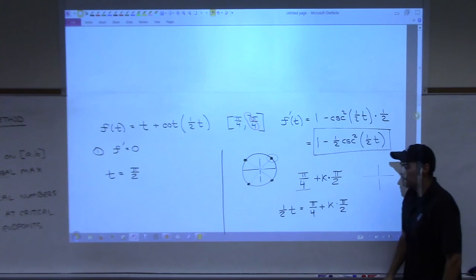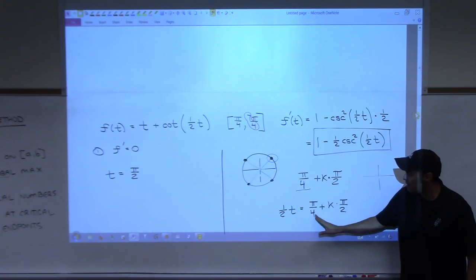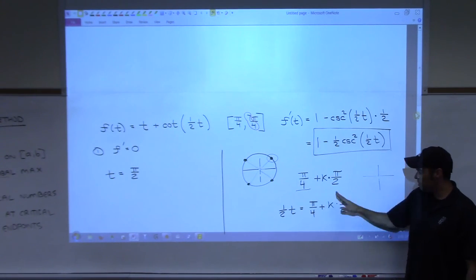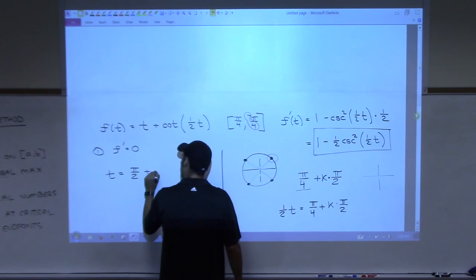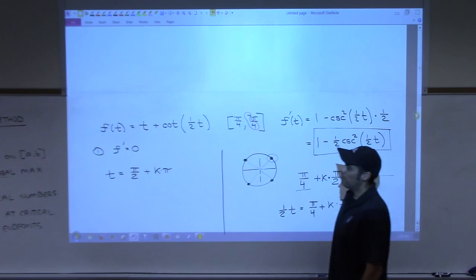Get it? So distributing 2 here becomes t. 2 here, they reduce out, you get pi over 2. 2 here, you get what? 2's cancel. So you just get pi k, or k pi, whichever you want. K pi. There it is.